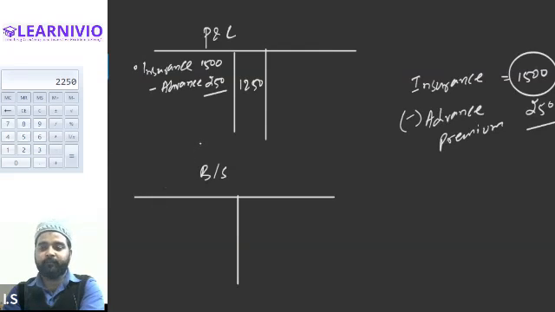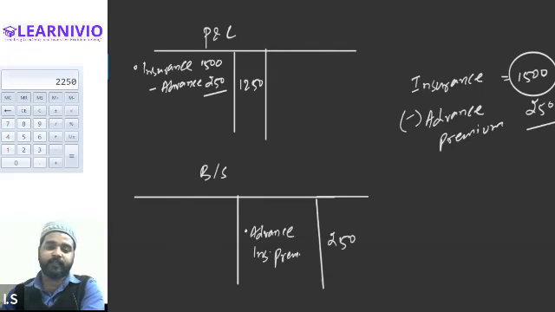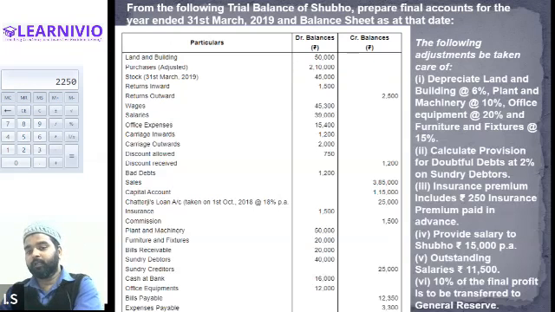Now, since you have paid the insurance premium on advance basis, you will write this amount in the balance sheet as well on the asset side. Because anything paid on advance basis becomes your asset, we will write down advance insurance premium 250 rupees on the asset side as well. Now it is clear, Halima? Yes, sir. So basically we will be taking the effect of advance premium at two places, first in the profit and loss account and then in the balance sheet. So I hope it is clear now.